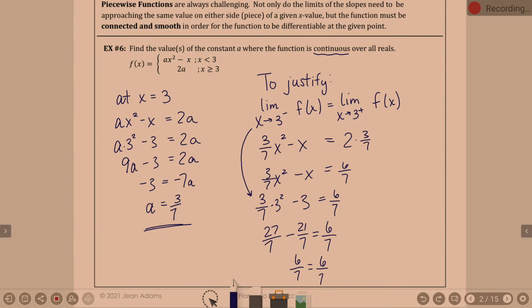And so that is showing that that limit statement is true. And so it's continuous when A is 3/7. Yeehaw. I feel like it should ask differentiability, but it didn't, and that's why I just verified here. It doesn't ask differentiability, so continuity it is. One page down, 2 to go. Okay.